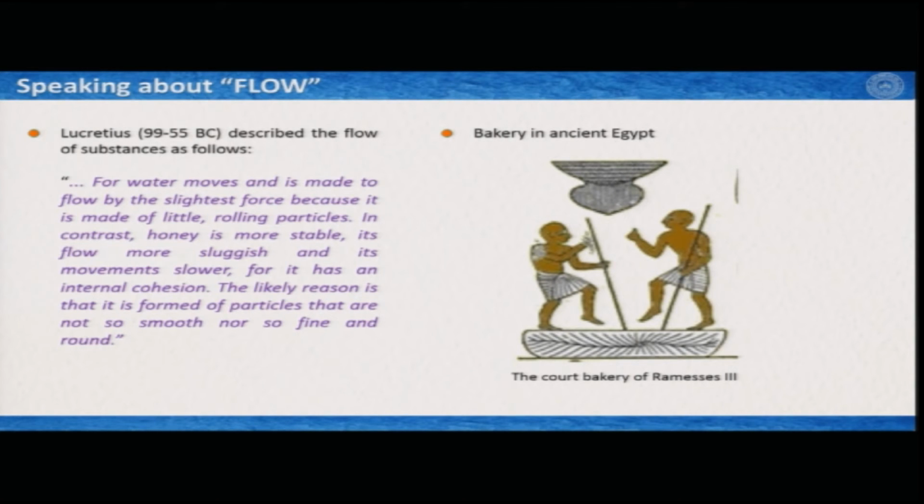So, you see he is finding the difference between water and honey. And people also knew rheology in ancient Egypt. So, this is a picture that we see here, which people found from the tomb of Ramesses III, and what we figured out is that there is a series of paintings. So, they're making bread. It's a bakery, and they call it the Court Bakery of Ramesses III.